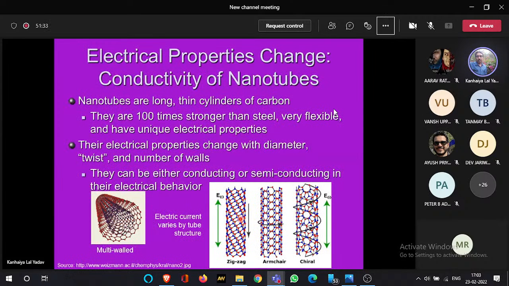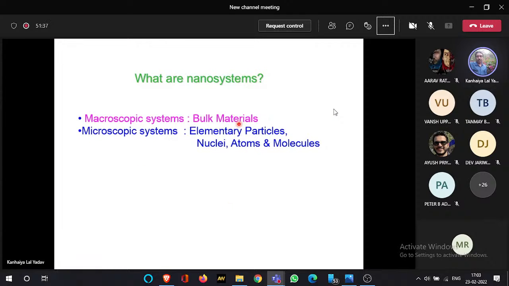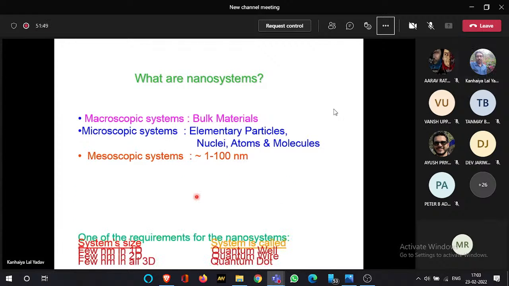This carbon nanotubes is there. You might study later on. Macrosystems are bulk. When it goes to microsystems, this is not 10 to the minus 6, but the elementary particles. And mesoscopic systems are 1 to 100 nanometers.